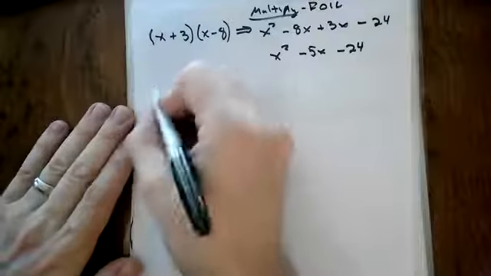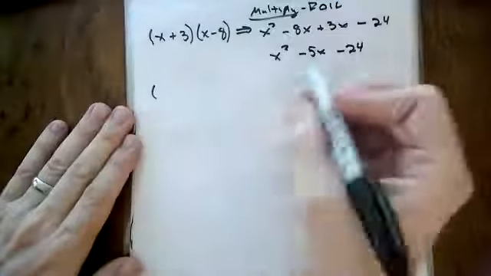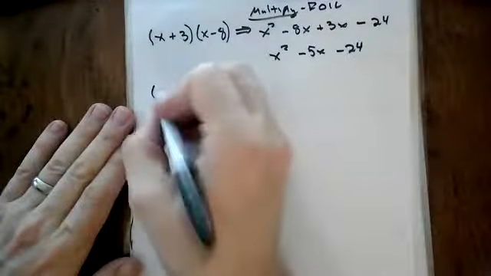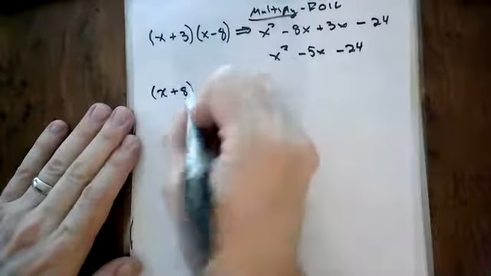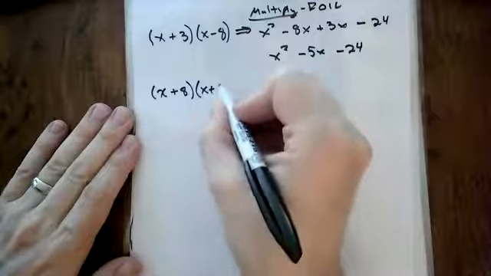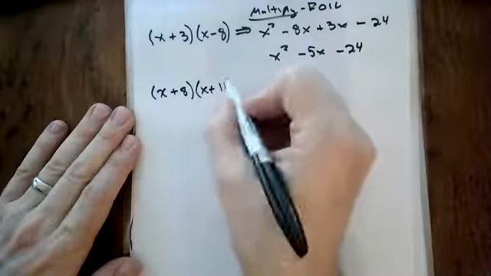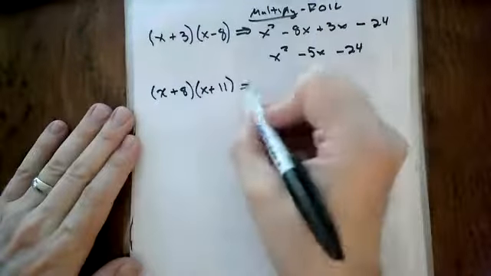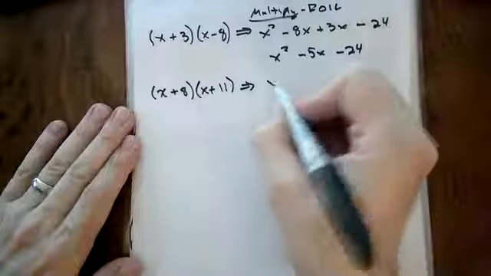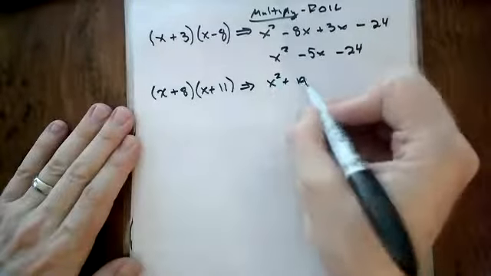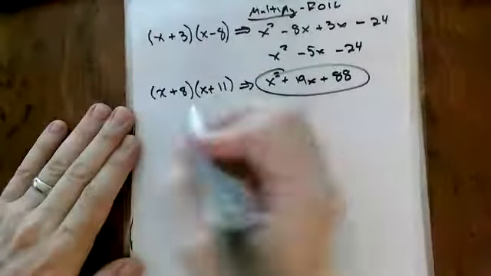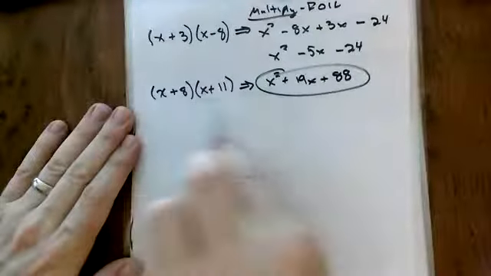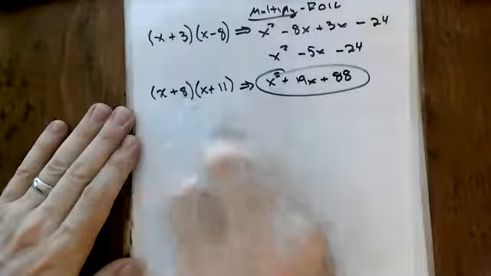So if I've got something like, we can use this kind of shortcut to say, oh, let's do x plus 8 and x plus 11. Okay, well, just using that pattern, I could say, oh, that's going to be x squared plus 19x plus 88. This middle one is just the sum of those two. This last number is the product of those two.